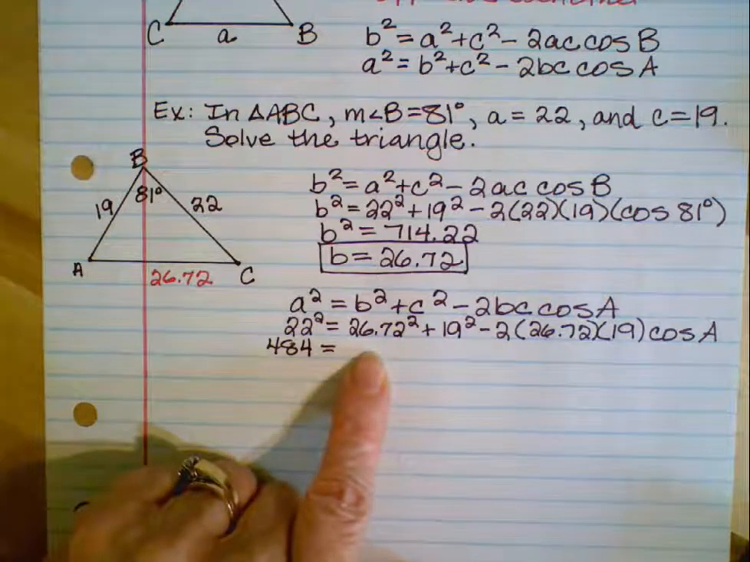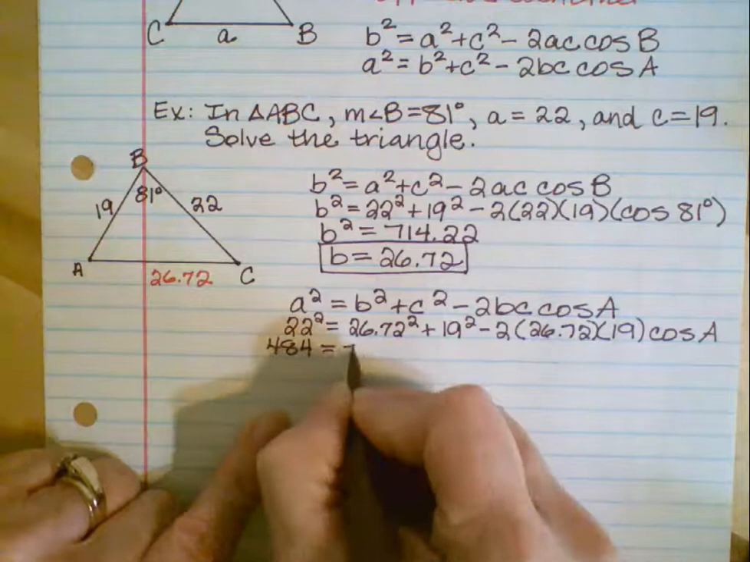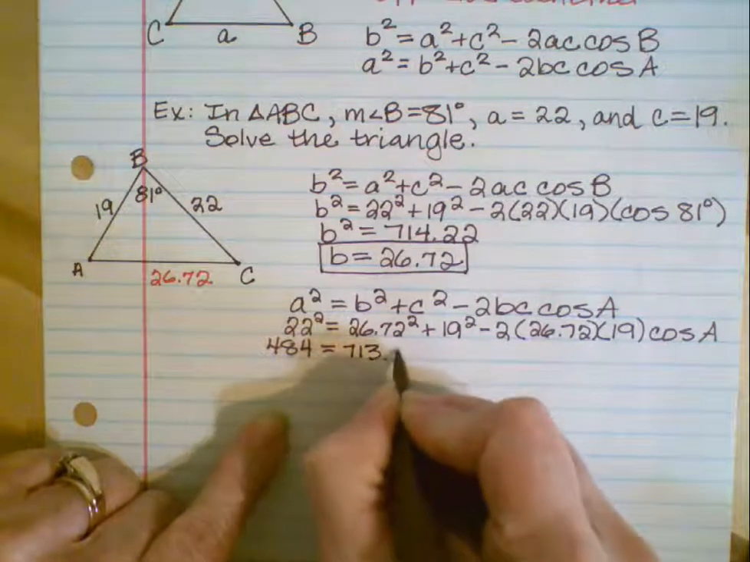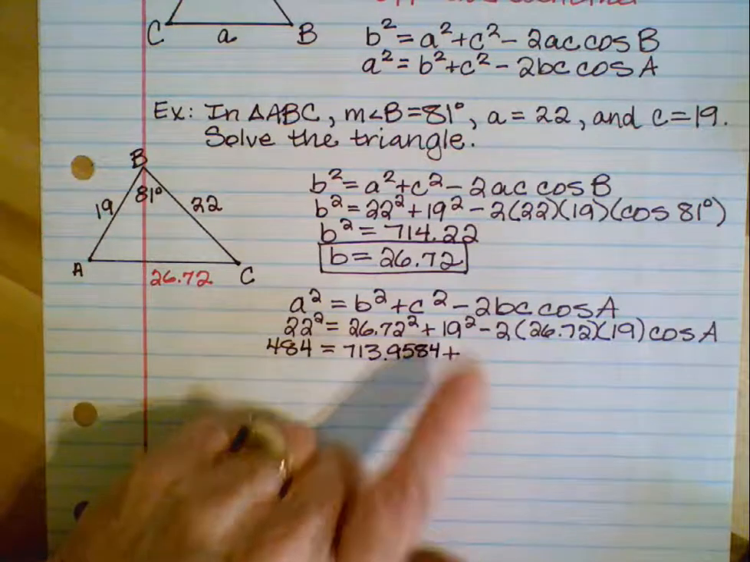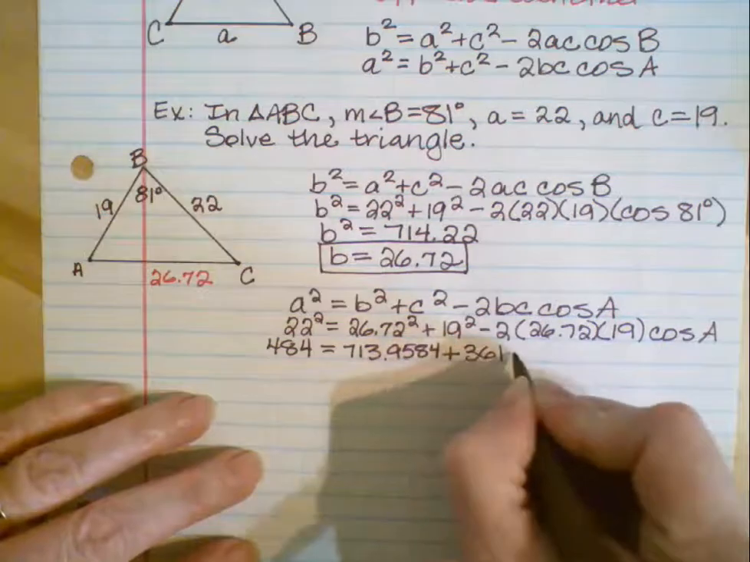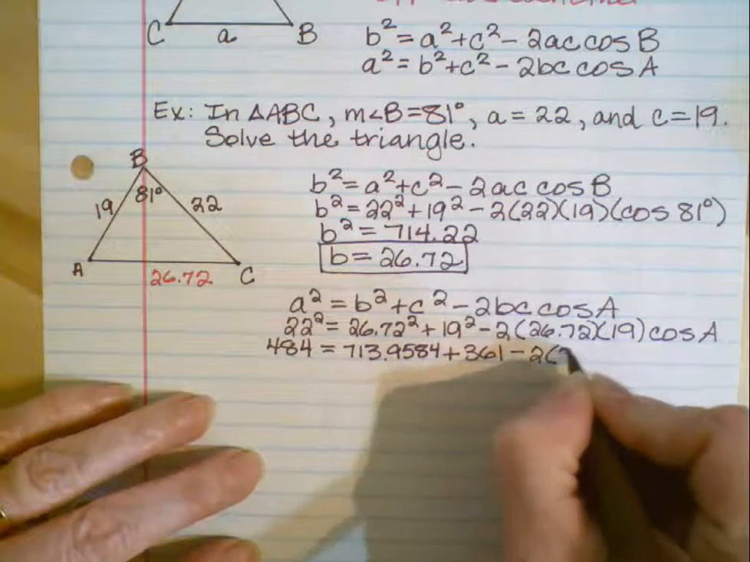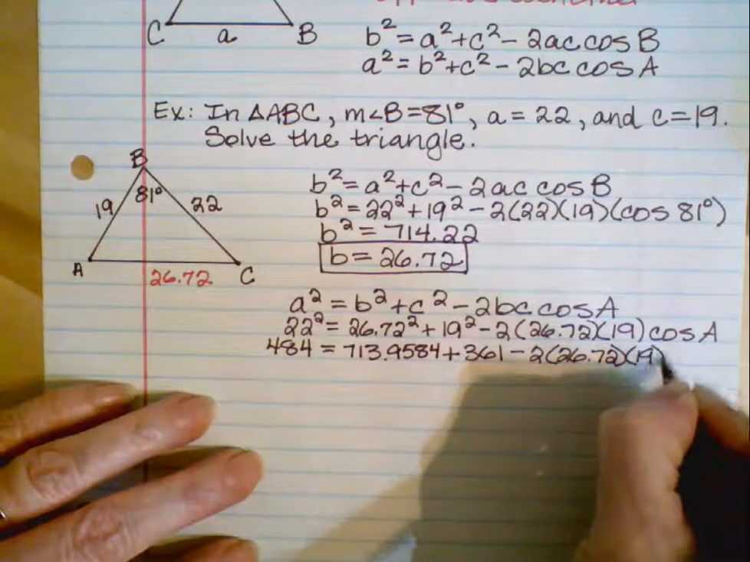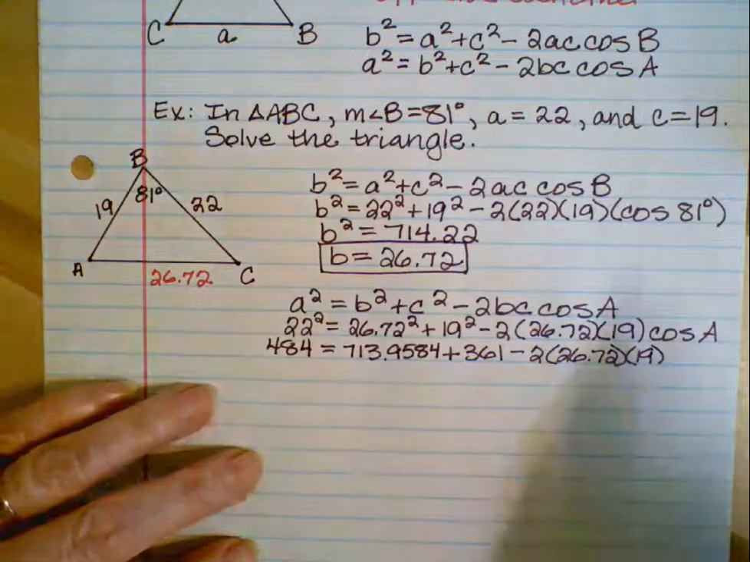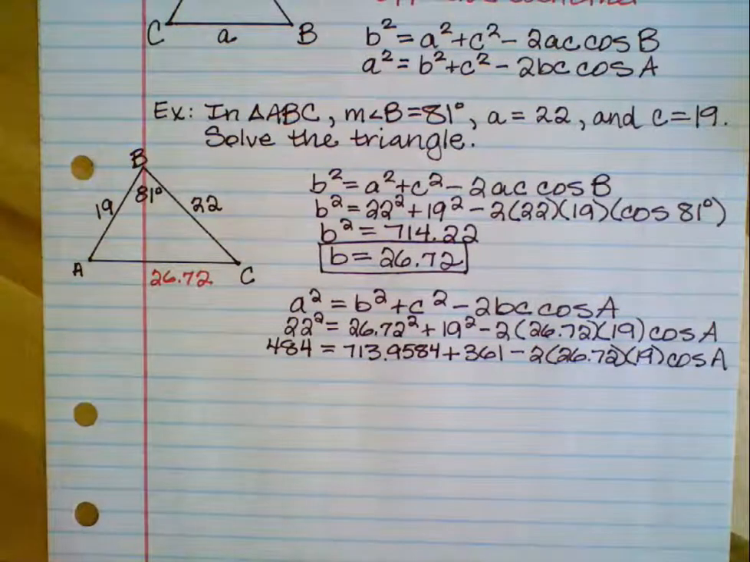Let's do the same with this 26.72, which gives us 713.9584. The other exponent is that 19 squared, which gives us 361. And now we have no other exponents to do. Okay, so that takes care of the parentheses and exponents part of the order of operations. Next in the order of operations says multiply and divide going left to right.